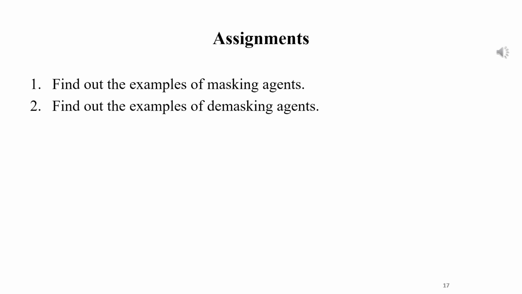Assignments that you have to solve. First, you have to find out examples of masking agents. And the second assignment is that you also have to find examples of demasking agents, and which demasking agents or masking agents could be used for which kind of metals. So that's all for our topic today. That was complexometric titration. I hope you will understand it. If you have any questions, you can ask.